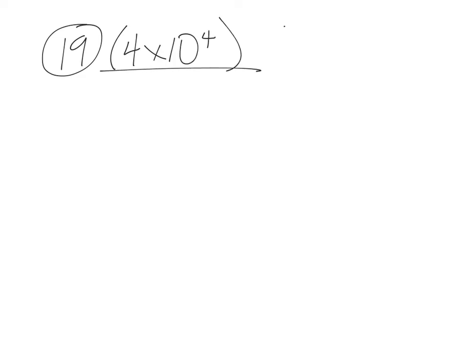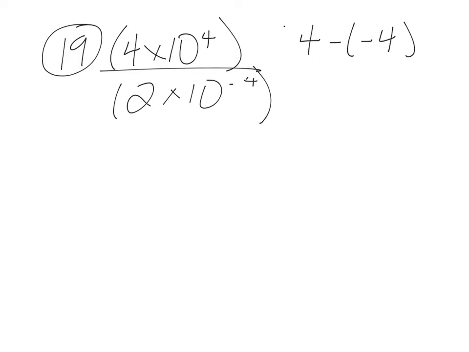Number 19. So here we're going to divide again. 4 times 10 to the 4th, divided by 2 times 10 to the negative 4th. And so don't be fooled by the 4 and the negative 4. If you added them together, it would be 0, but you're not. You're subtracting it. So it's 4 minus negative 4. And these two negative 4's cancel out, and so our answer is 8. So 4 divided by 2 is 2, and this would be times 10 to the 8th.